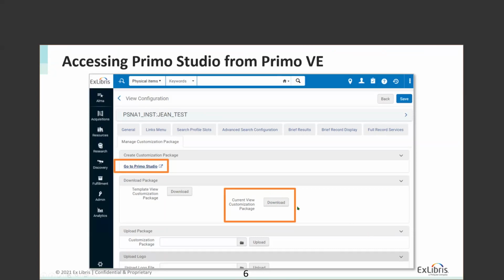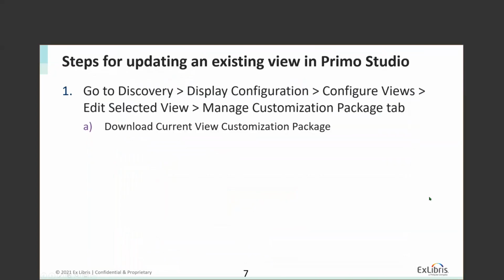So if you've done some customizations and want to do more, this is why you would come in here, download the current view, and then go to put this in Primo Studio, because you want to start from where you are now, not going back to the beginning of any of your configuration stuff. So this is what we're going to be doing.